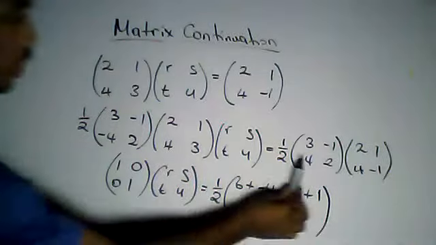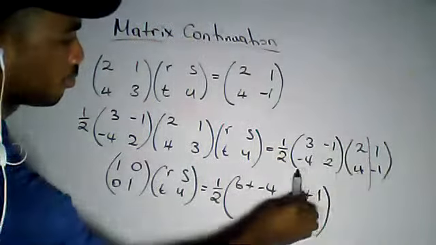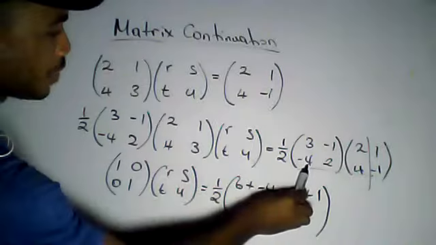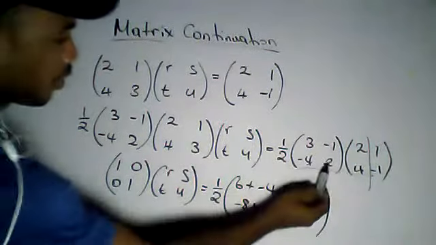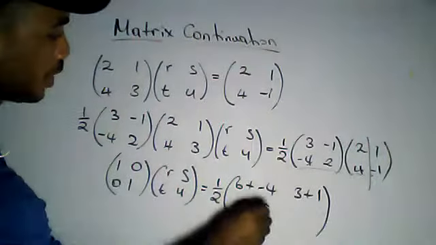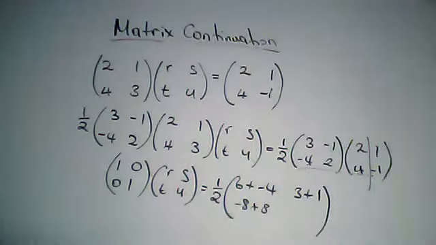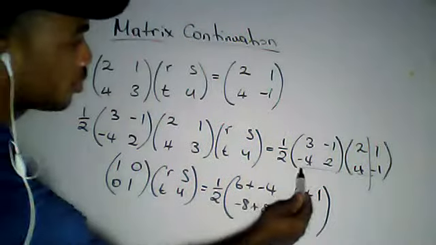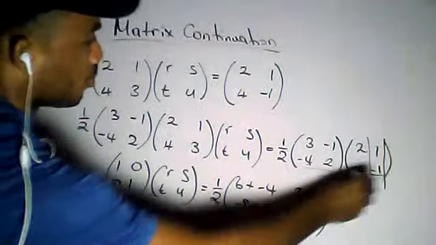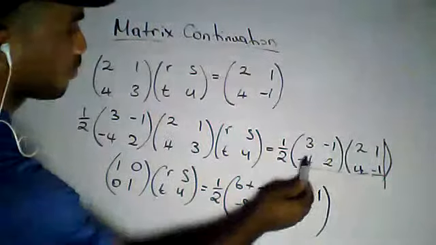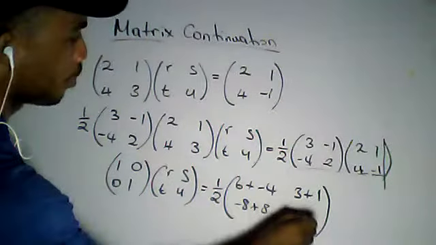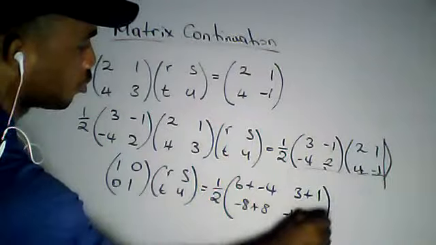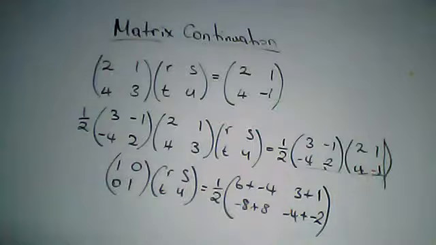Then we move on to second row, first column. So it's minus 4 times 2, which is minus 8, plus 2 times 4, which is 8. Then we're going to move on to second row, second column, in which we're going to have minus 4 times 1, which is minus 4, plus 2 times minus 1, which is minus 2.